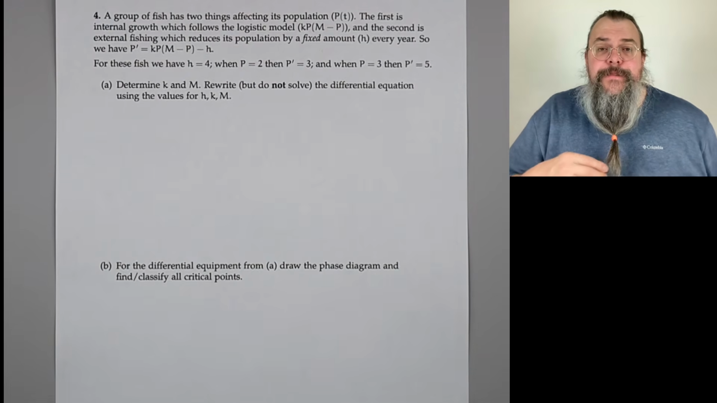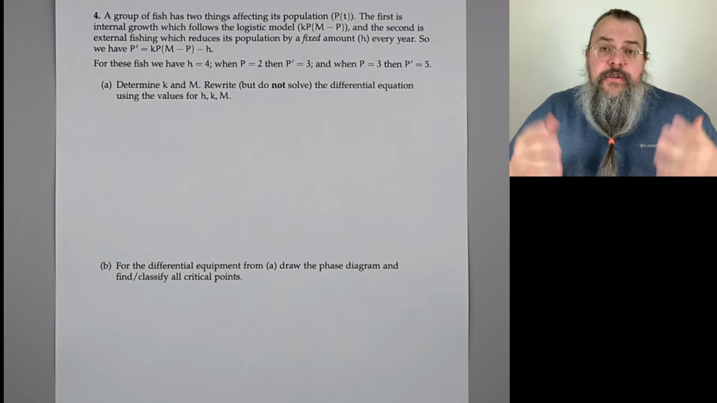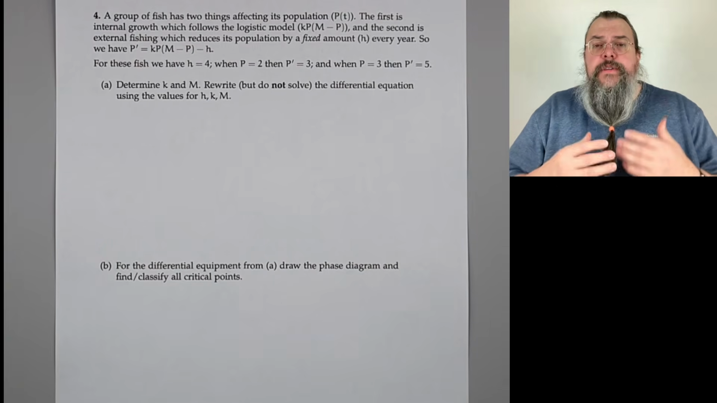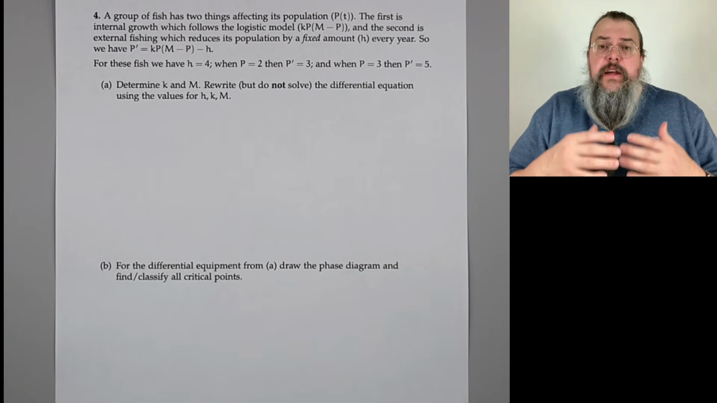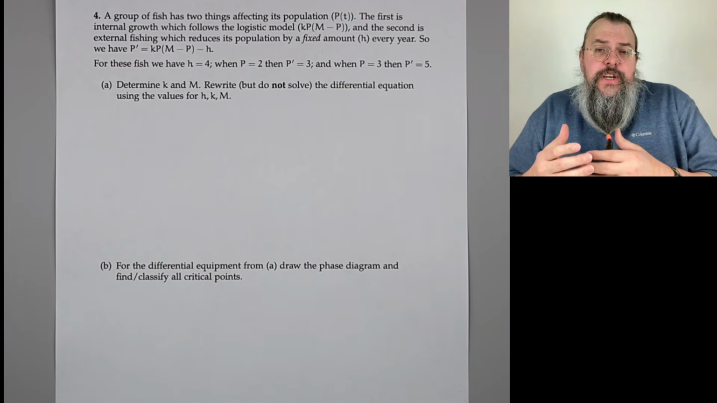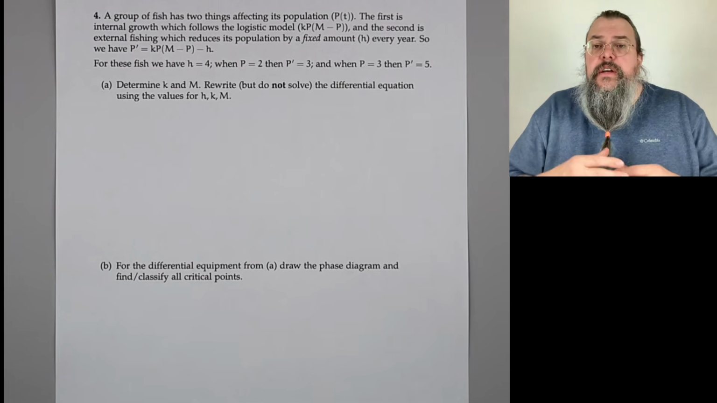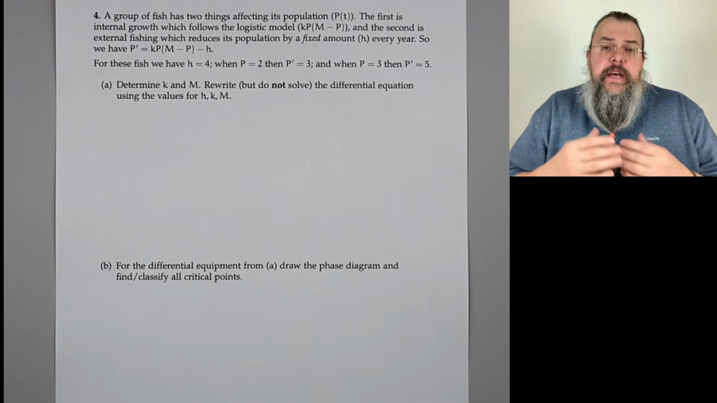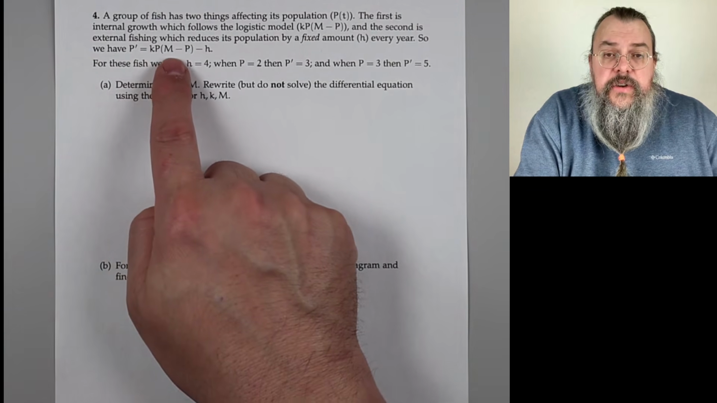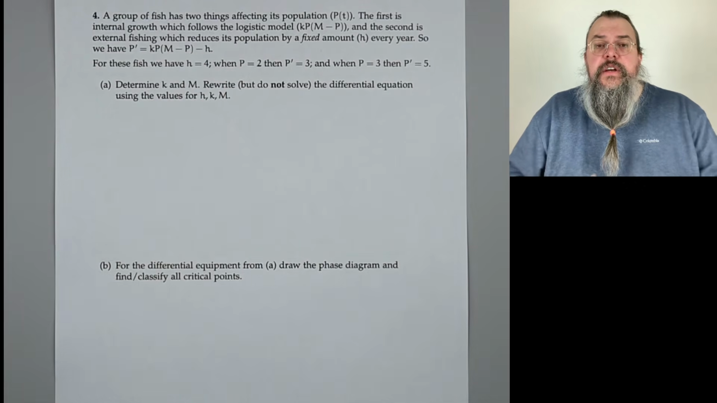Number 4. A group of fish has 2 things affecting its population, which is denoted as a function p of t. The first is internal growth, which follows the logistic model, k times p times m minus p. And the second is external fishing, which reduces its population by a fixed amount, that's h, every year. So we have that the change in population is the combination of the internal and the external. And of course, because it's reducing, we subtract h.